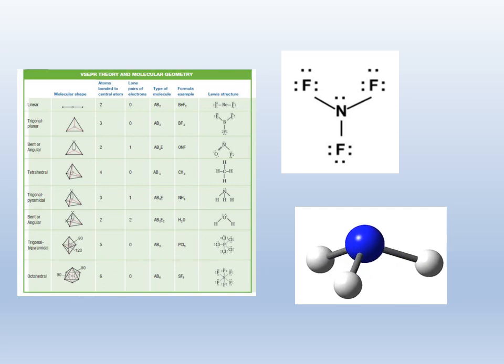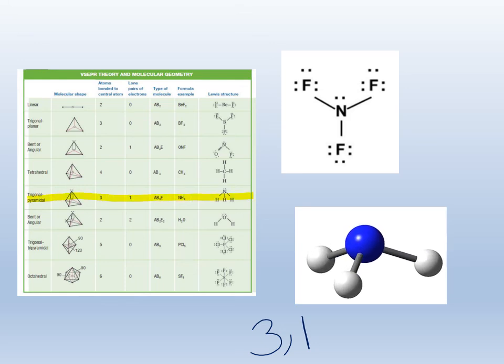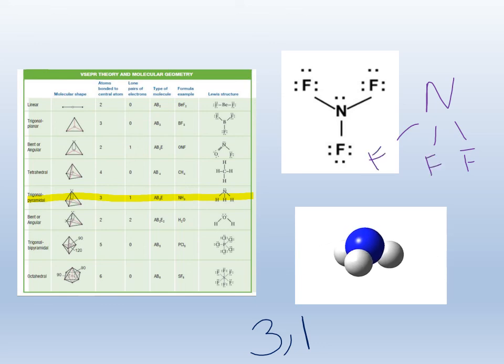NF3, nitrogen has 3 atoms attached to the center, 3 letters, and then that one pair on it. So that one is a 3-1 trigonal pyramidal. And if I were to redraw that, which being a good chemist I would have my N, my F's going down, and the lone pair up top. And that right here is what it looks like.